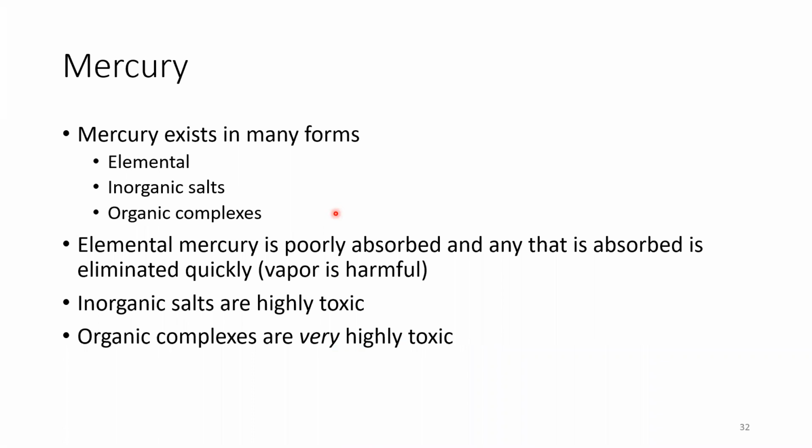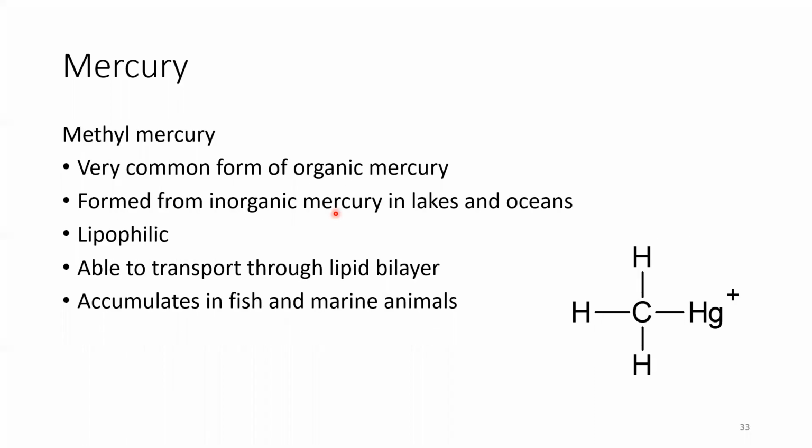Mercury, it can come as an organic compound or inorganic salt. The organic form is way more toxic. Especially in fish, they accumulate from the sea a lot of methyl mercury, which is an organic form of mercury. And that is super highly toxic.